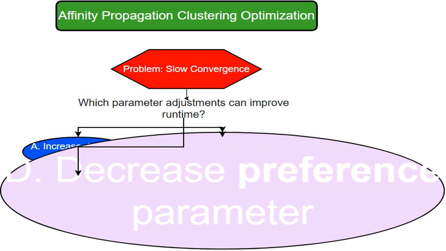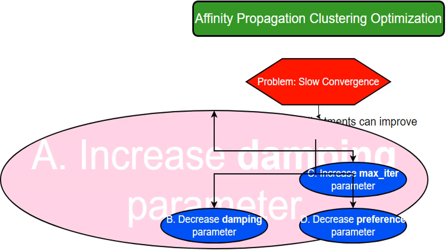The preference parameter influences how many cluster centers the algorithm finds. By decreasing it, I encourage fewer clusters. Fewer clusters generally means fewer computations and faster convergence, making the algorithm speed up. The damping parameter controls the algorithm's stability. Increasing it adds stability, but it can slow down initial convergence. However, the increased stability helps prevent endless oscillations that waste time, potentially leading to faster overall convergence.